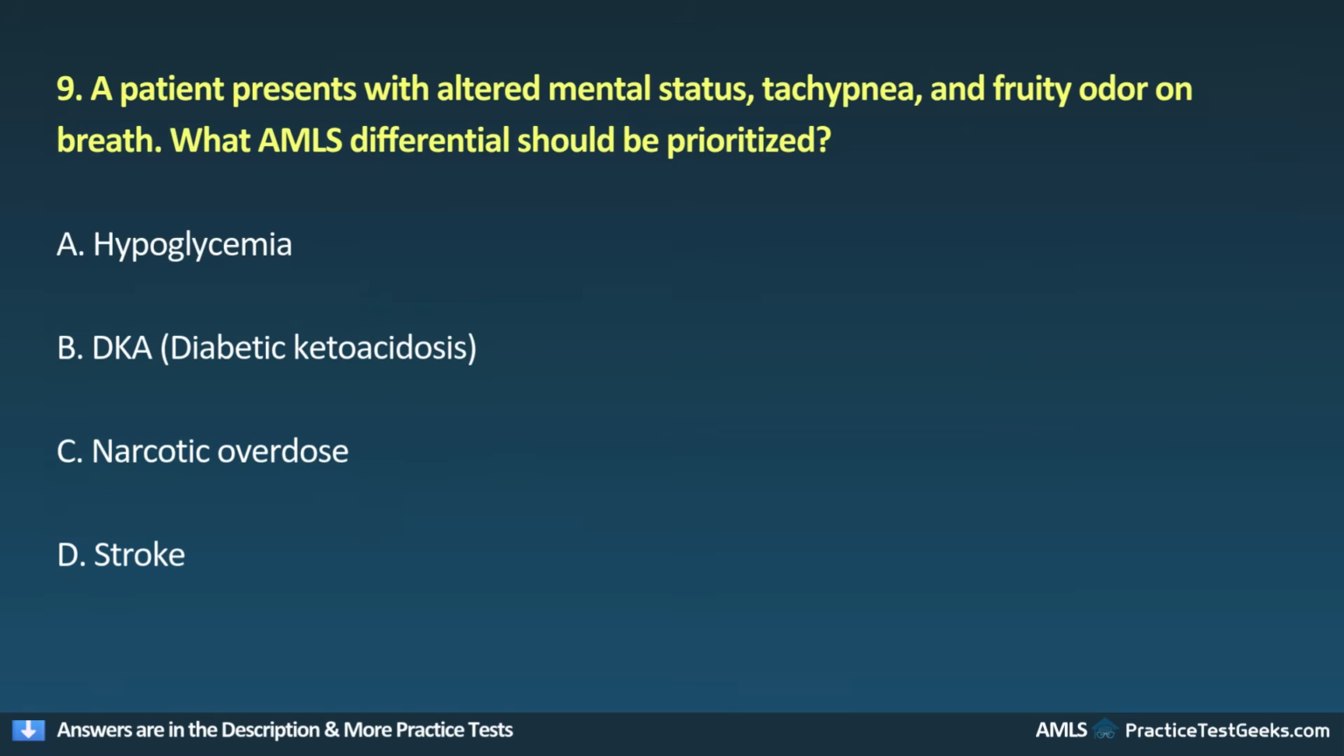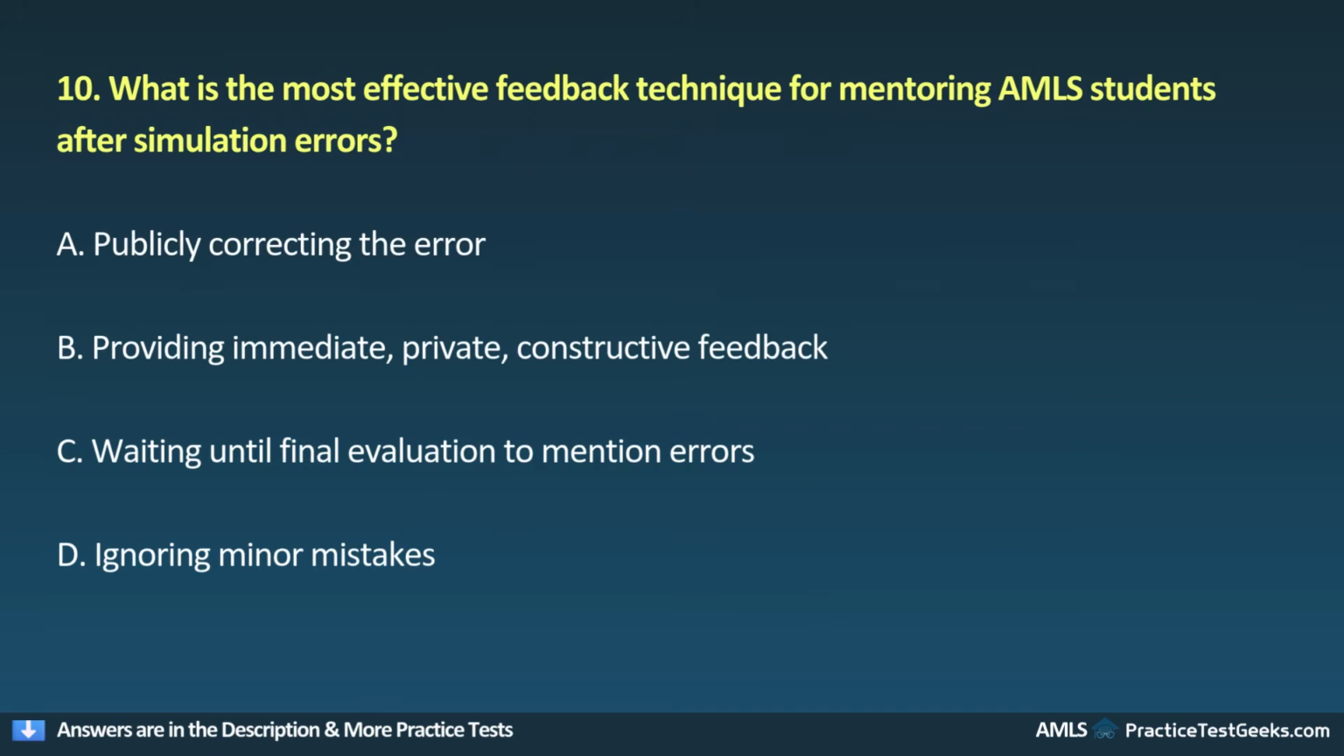9. A patient presents with altered mental status, tachypnea, and fruity odor on breath. What AMLS differential should be prioritized? A. Sepsis. B. DKA, diabetic ketoacidosis. C. Narcotic overdose. D. Stroke.